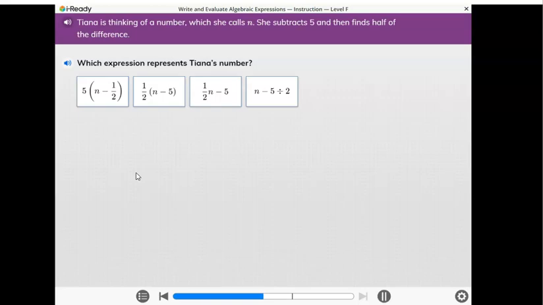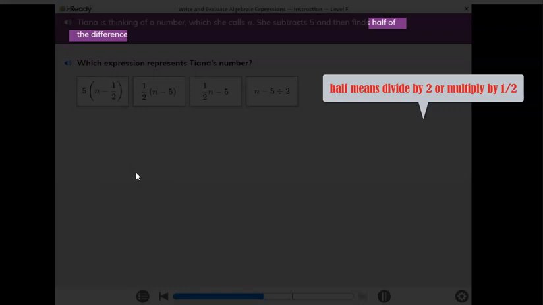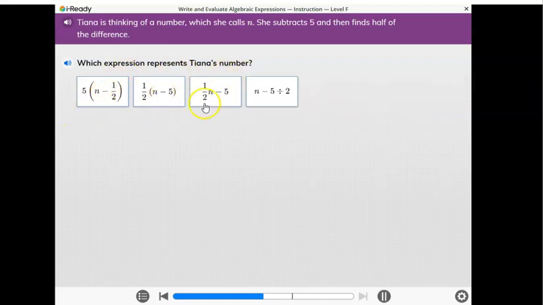She wants to subtract 5 and then finds half of the difference. So we want to look here. She's taking n and she's going to subtract 5. So where do we see n minus 5? Not that one. This one? Sort of. And then here. So we know the first one is totally not it. We want to subtract 5 from n first, and then we want to find the half of the difference.